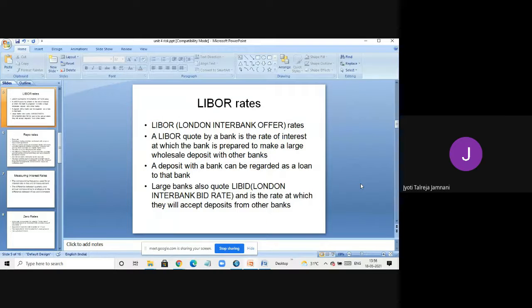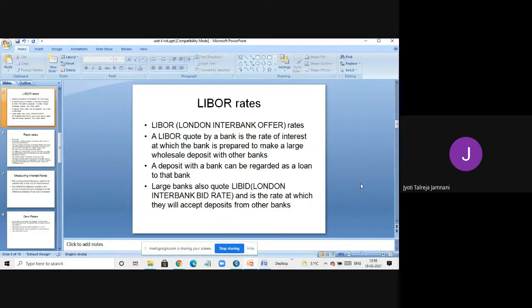A deposit with a bank can be regarded as a loan to that bank. So suppose State Bank of India gives a loan to Canara Bank. They are going to trade at the LIBOR rate. Usually it happens between two countries. So maybe State Bank of India is giving a loan to Federal Bank in the US. So that can be done. That is bank to bank, where the LIBOR rate is used.